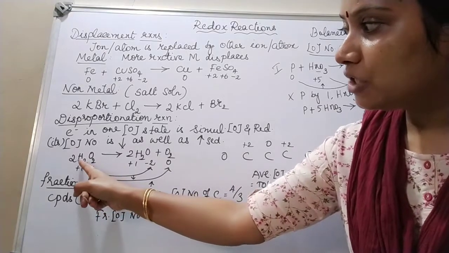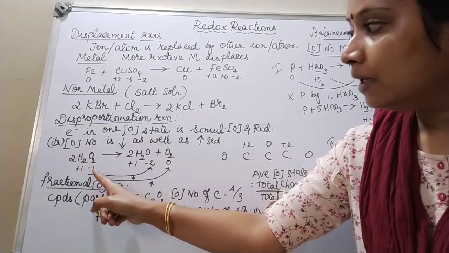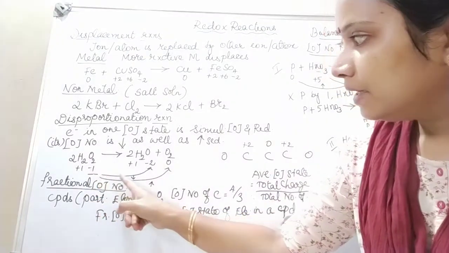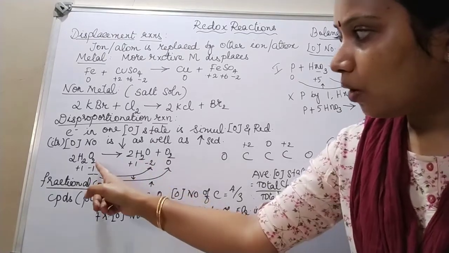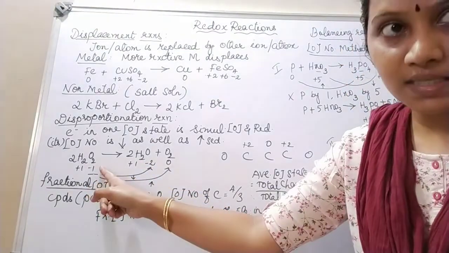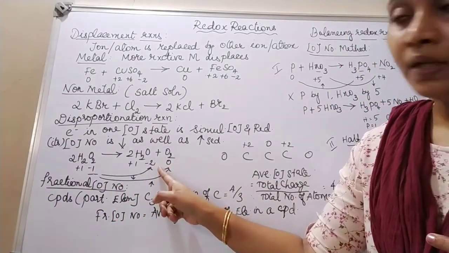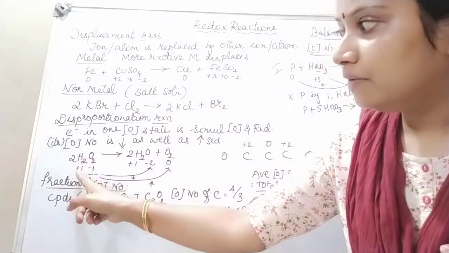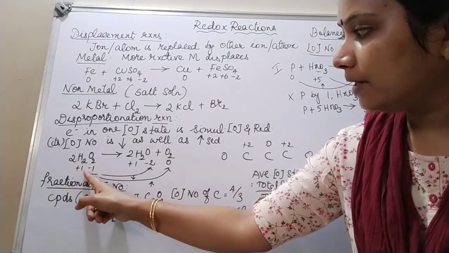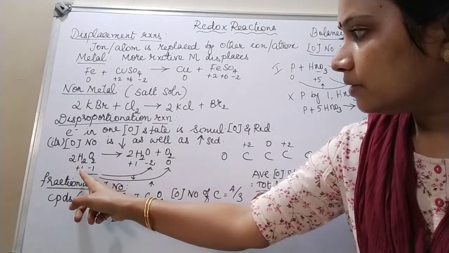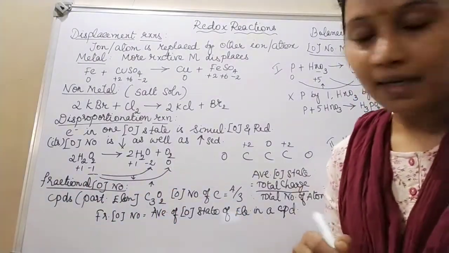Now see the oxidation number of hydrogen, it is +1. For oxygen it is -1. From -1 it has decreased to -2. So oxygen's oxidation state is decreased from -1 to -2. Now in the case of hydrogen, where the oxidation number is +1, from +1 it is increased to 0. I'm sorry, I'm repeating this.